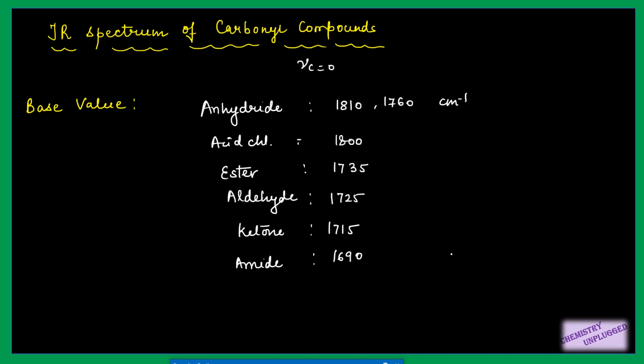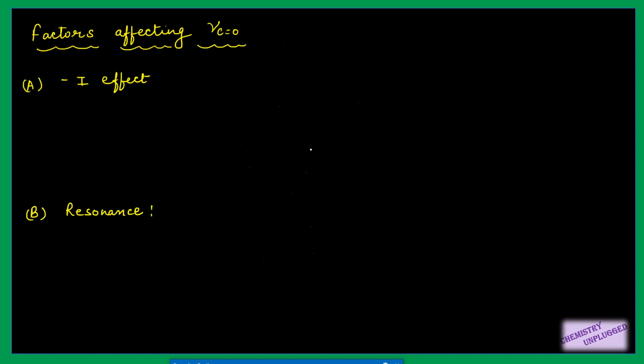So these are the base values, and we will see how this base value can be affected by different factors. You can memorize these six values, and then you have to understand certain things, and then you can easily calculate what the value will be for your compound, right? The first factor affecting the C=O stretching vibration frequency is the minus I effect. We will try to understand the role of the minus I effect, then we can memorize it.